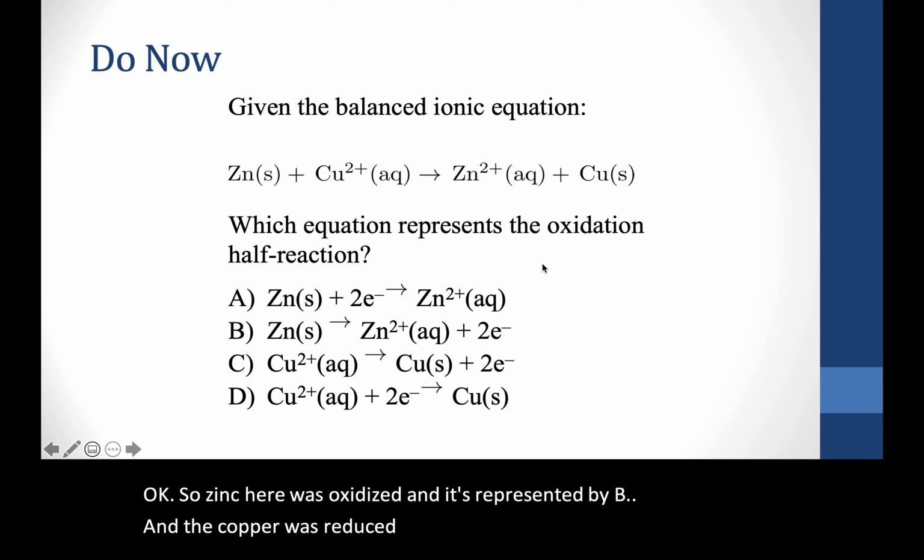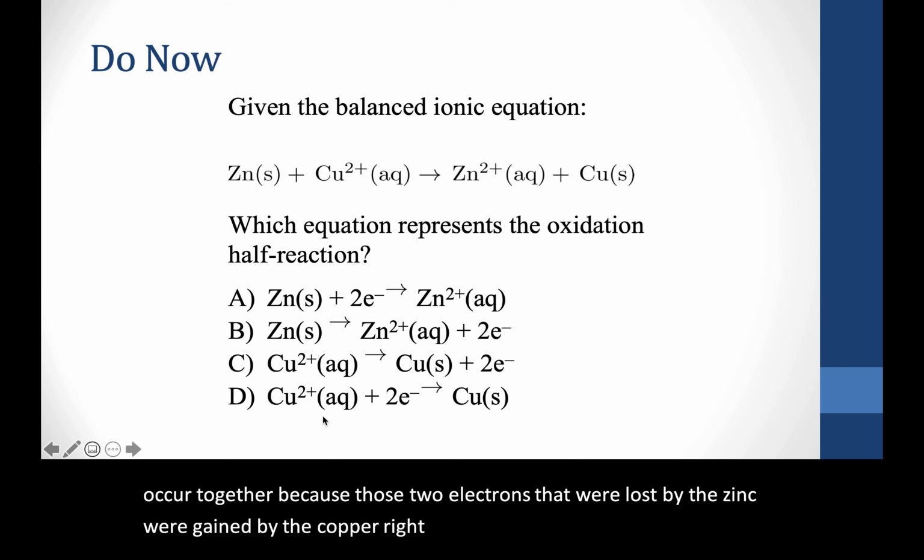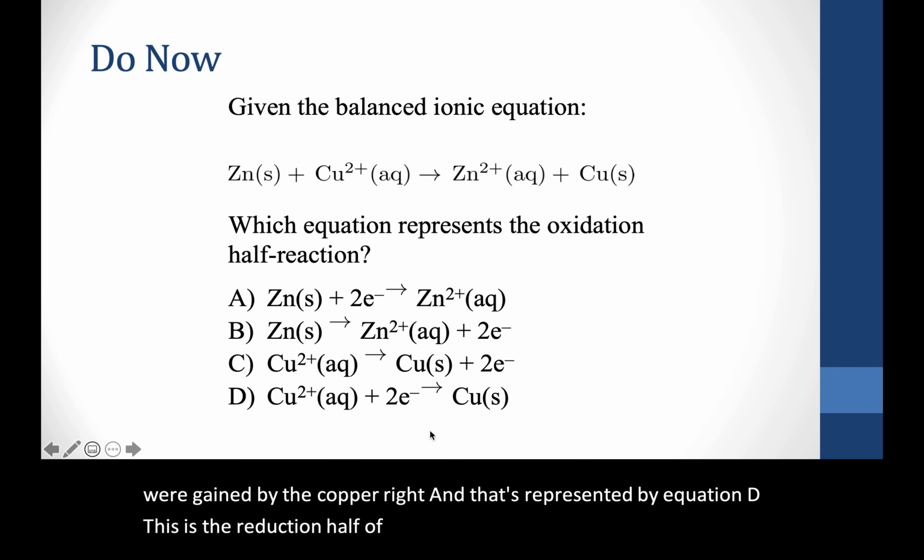Remember, reduction and oxidation always occur together because those 2 electrons that were lost by the zinc were gained by the copper, right? And that's represented by equation D. This is the reduction half of the equation, right?